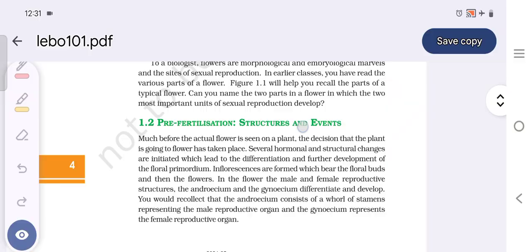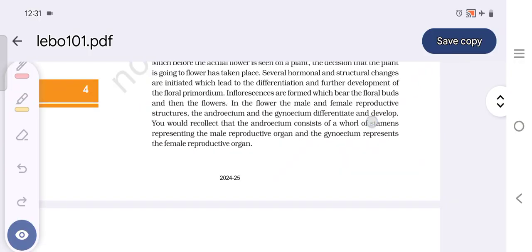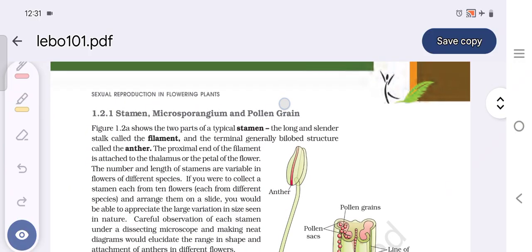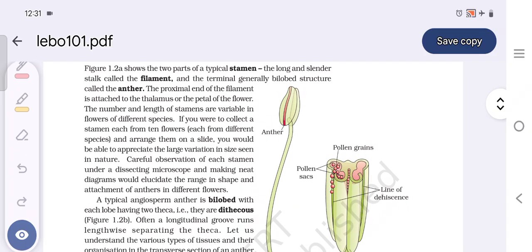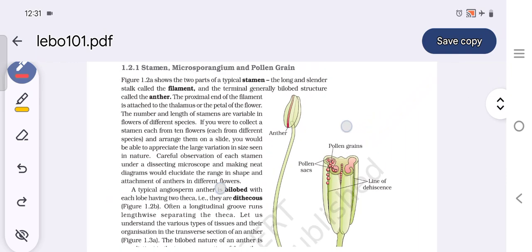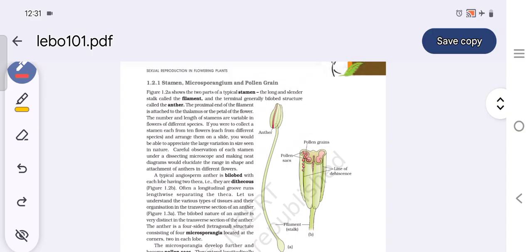So, here we go. The pre-fertilization events. In this portion, you will be learning about the stamen, the microspore, and the important terms we have in this. Let's see one by one. The typical stamen has the anther and the filament. So this is the filament, and this is the anther. These are the two parts that make up the stamen.